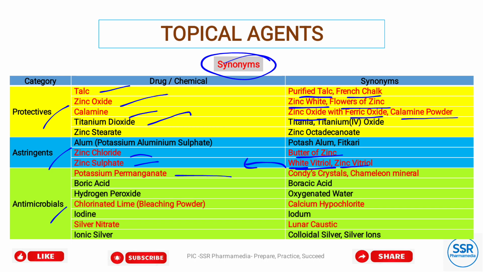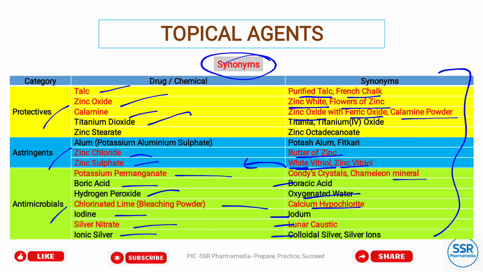Potassium permanganate is quartz crystals and charlemont minerals. Boric acid is boric acid. Hydrogen peroxide is oxygenated water. Chlorinated lime is bleaching powder, also calcium hypochlorite solution. Iodine is iodum. Silver nitrate is lunar caustic. Ionic silver is colloidal silver or silver ion. It's very important for competitive exams because synonyms are very important.